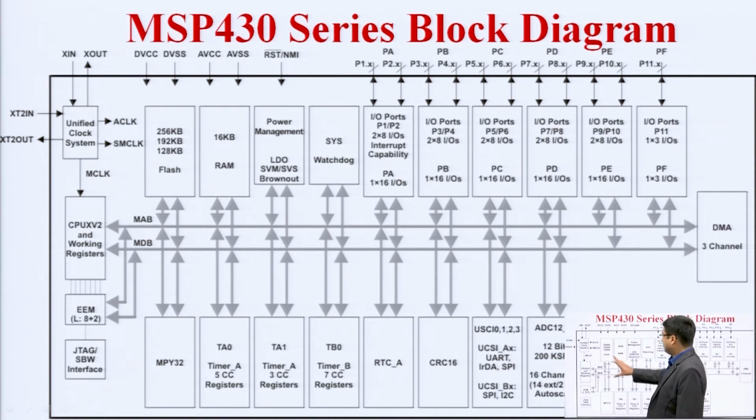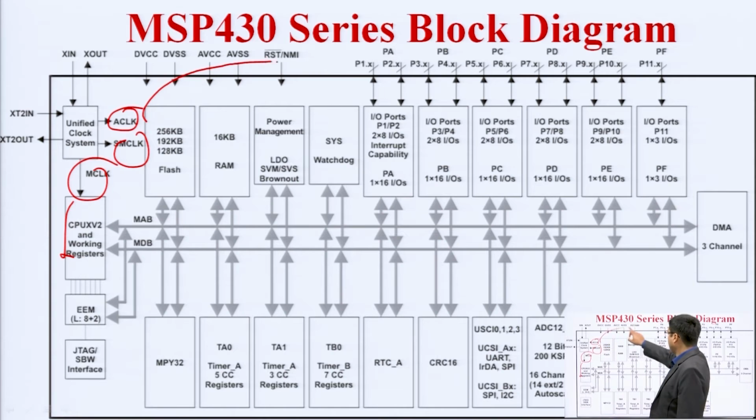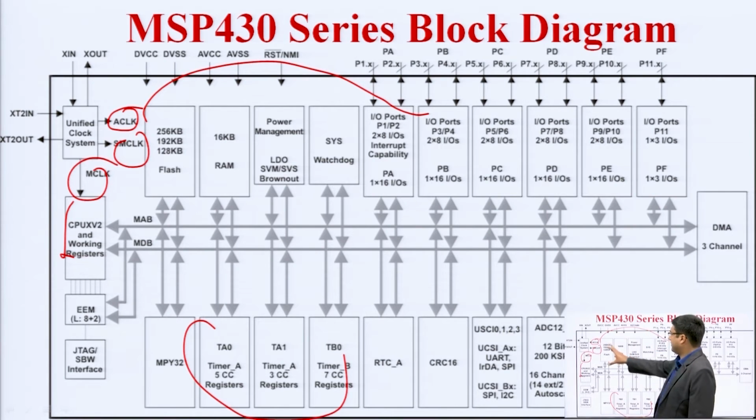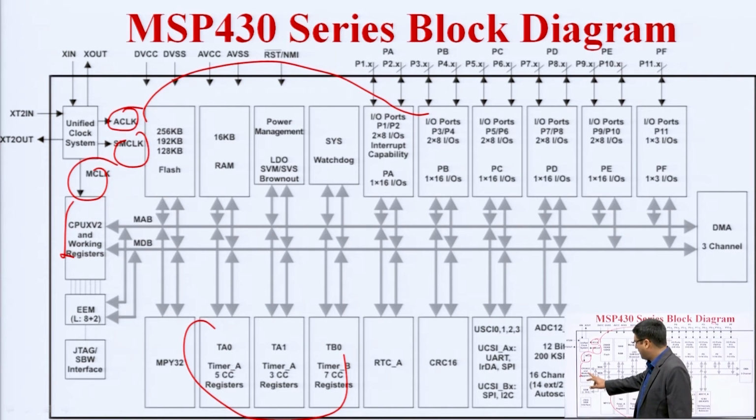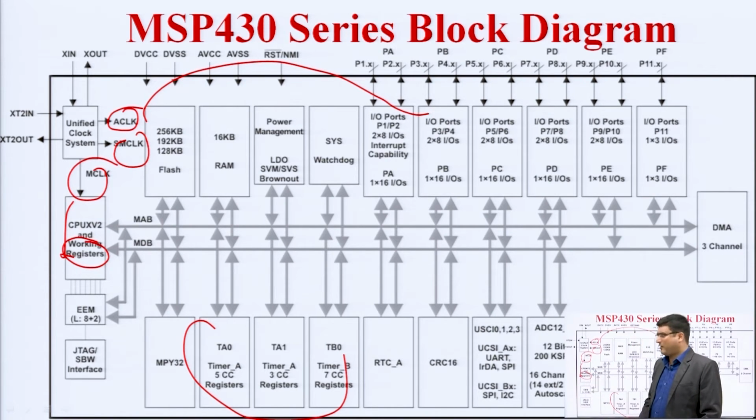So there are 3 types of clock available. The master clock will trigger the CPU, and the A clock and SM clock will trigger the timers. So the timers and other units will be activated by the A clock and the S clock. Here the CPU has working registers. Whenever we are executing instructions, at some time we need to store the data into a register. So for that there are some working registers available in MSP430.